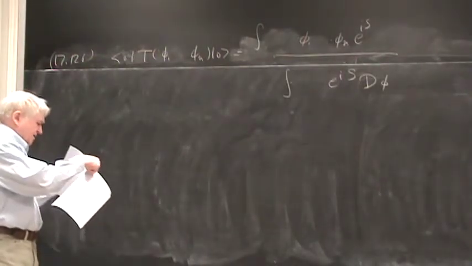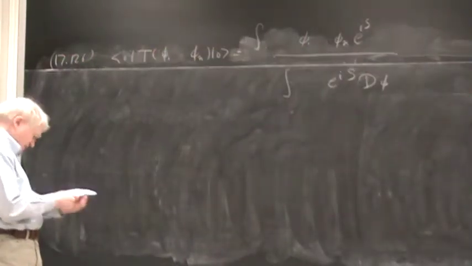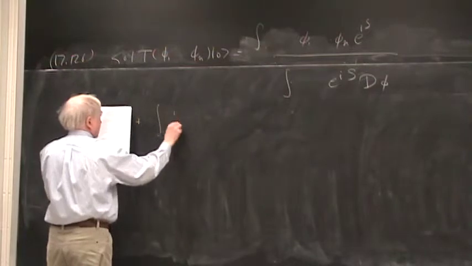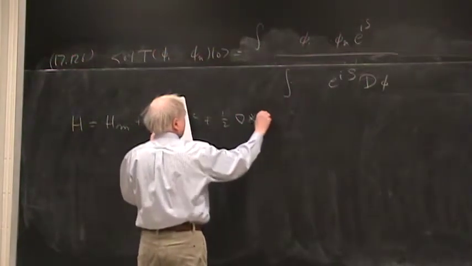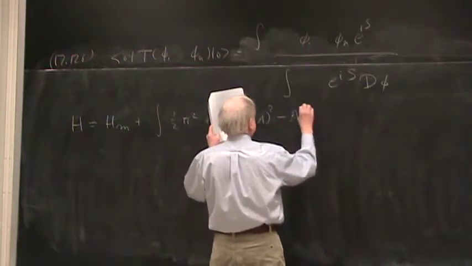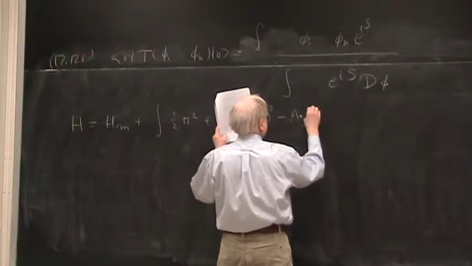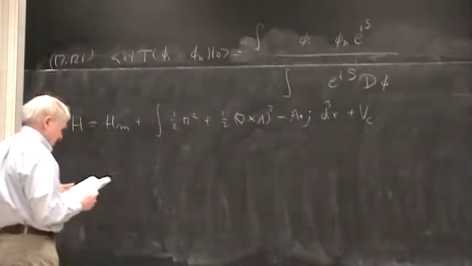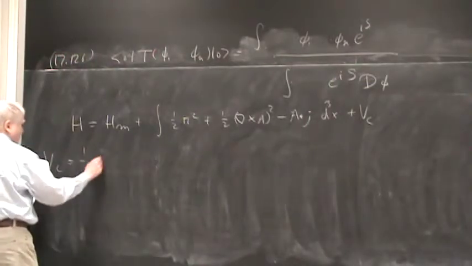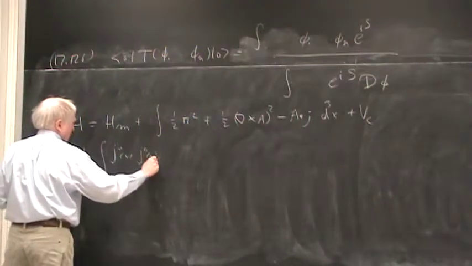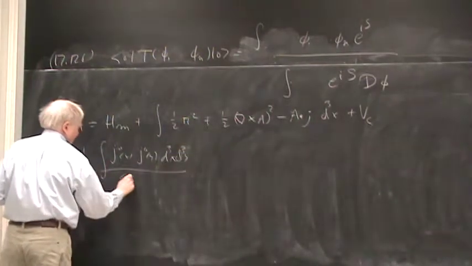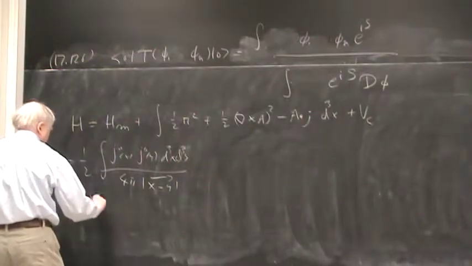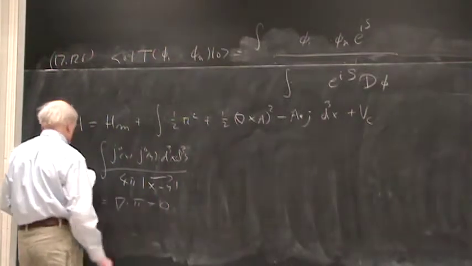So let me review what happened last time. I think we skipped a couple of steps there. So the Hamiltonian here is the matter part plus an integral of a half pi squared plus a half curl A squared minus A dot J, d cubed x, plus H Coulomb. And H Coulomb, of course, is this thing that's a half integral of J0 of x, J0 of y, d cubed x d cubed y over 4 pi times x minus y. All right. Now, we've got del dot A, del dot pi equals 0.